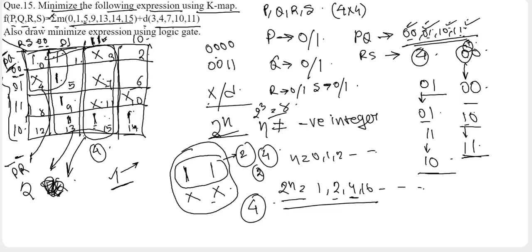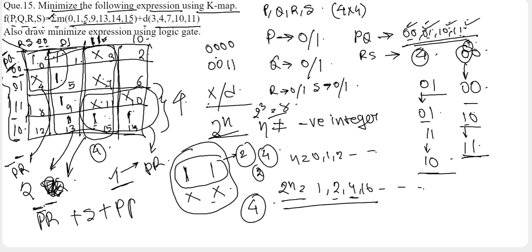So we need to see if we can make any group with this one. If we take this group, we can make a group of size 4. So we need to write the boolean expression for this group. The value of p is fixed at 1, the value of q is changing, so we will discard q, and the value of r is fixed at 1, while the value of s is changing. So we will write it as p and r. So our boolean expression from the k map will be p bar r bar plus s plus pr. It will be our final boolean expression.